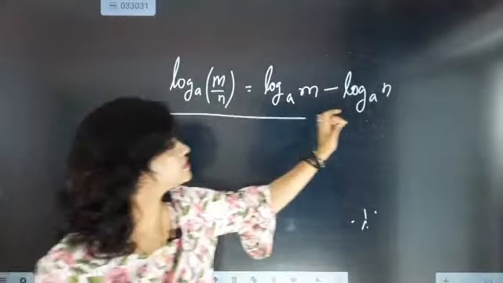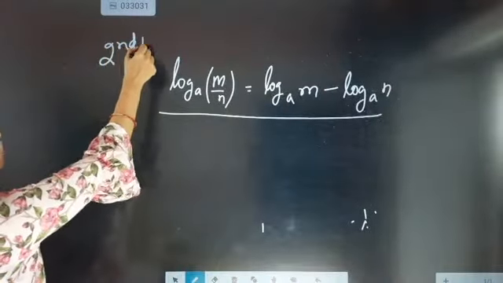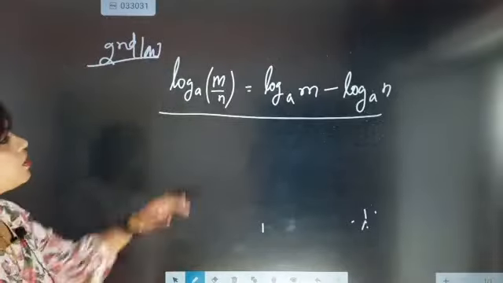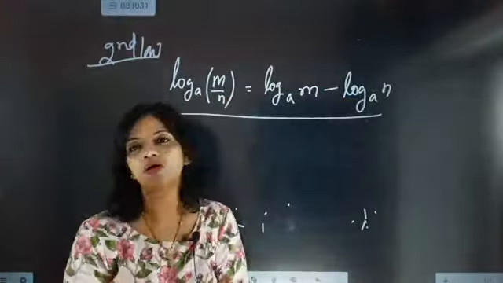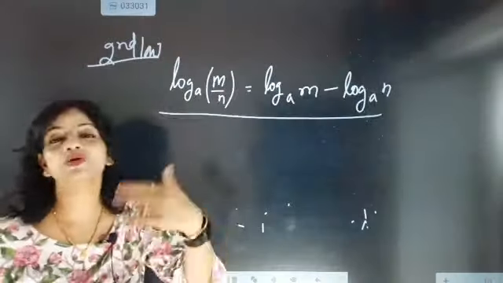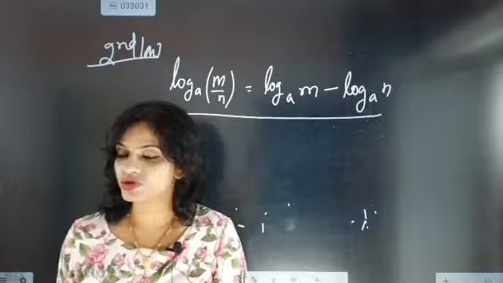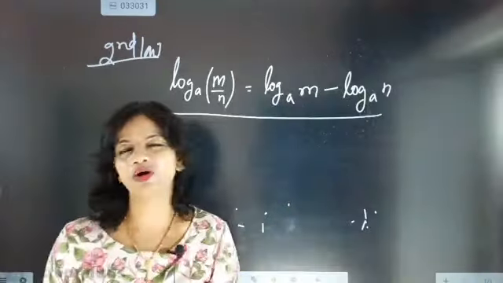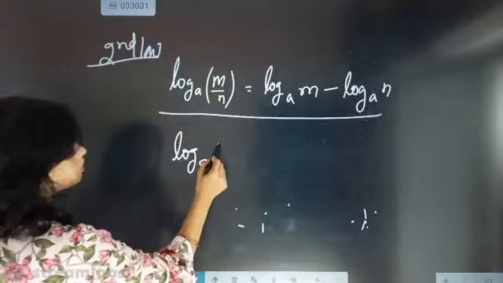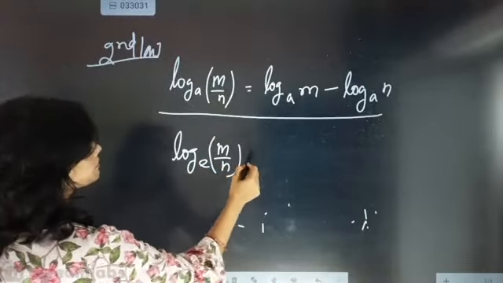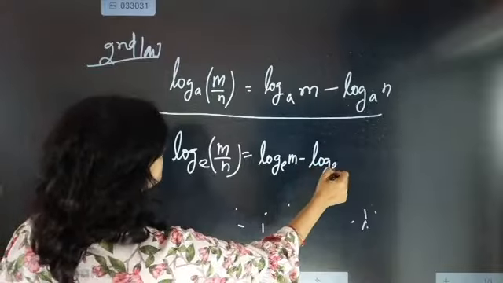Easy method. This is exactly the second law of log. Log base a of m by n will be written as log base a m minus log base a n. Now, what is a? A is any positive number. If you want to shift to any other base, you can write it, no problem. Log base e of m by n means log base e m minus log base e n.